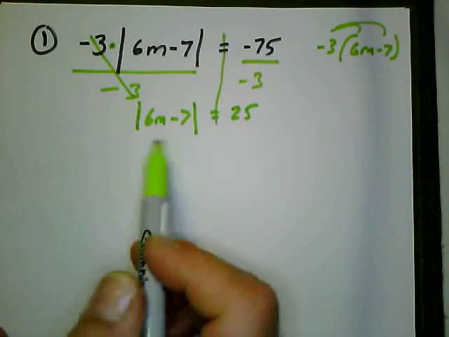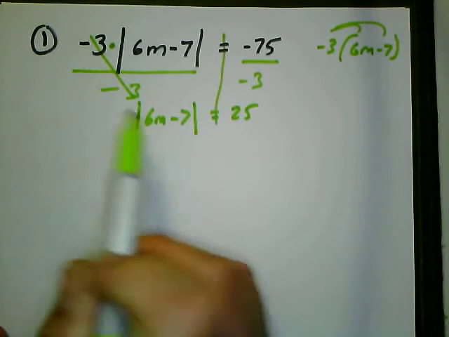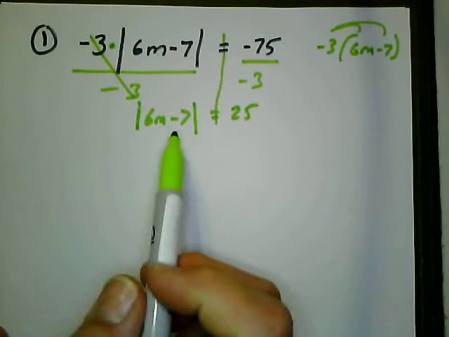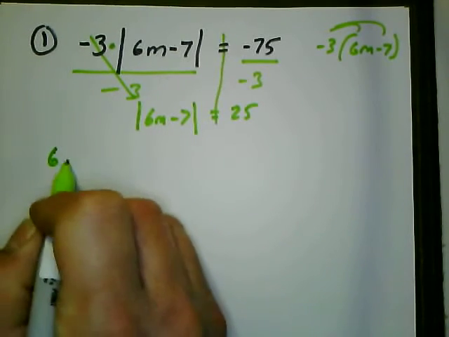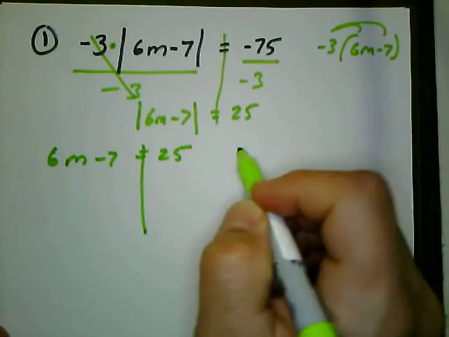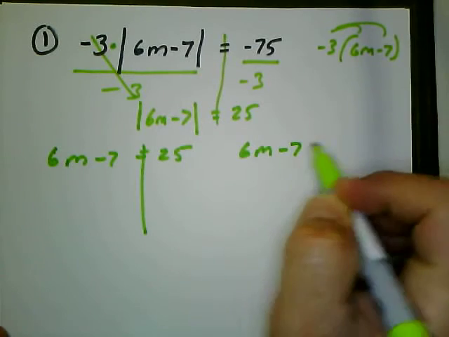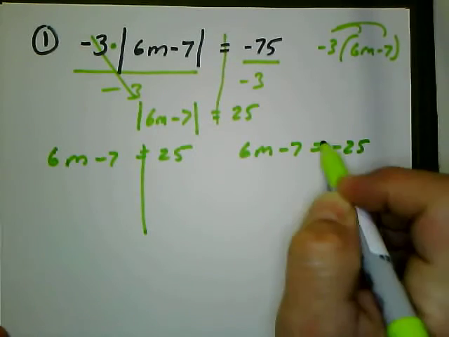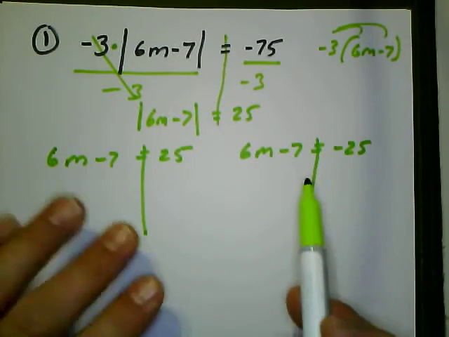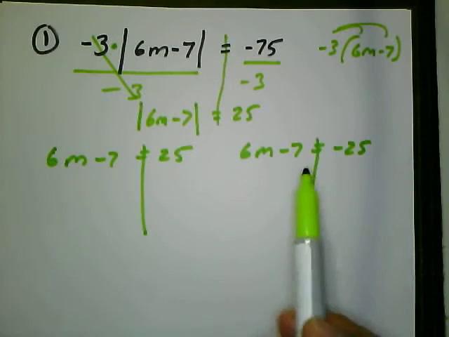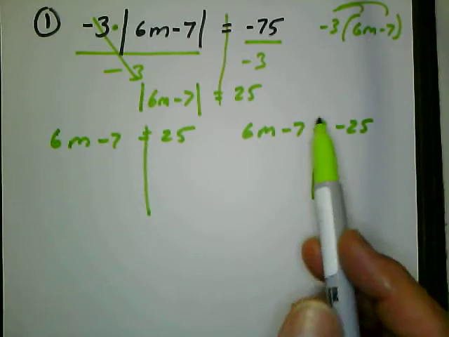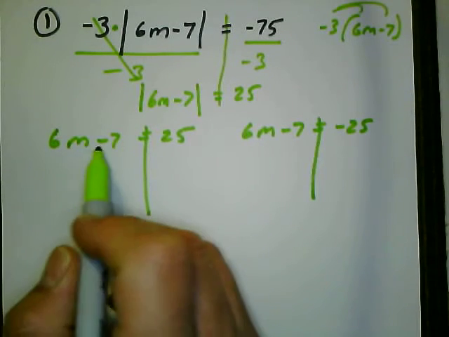Now we're going to split this apart because all we have is the absolute value part. We got rid of this coefficient because multiplying means coefficient. So now we split it apart. We're going to have 6m minus 7 equals 25. And we're going to have 6m minus 7 equals -25. 2 parts of this equation. 2 parts. You have to do both. Most of you guys have only been doing the one part. Must do both.